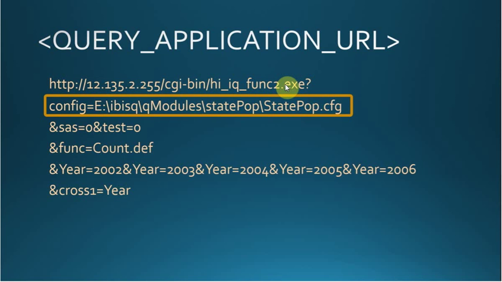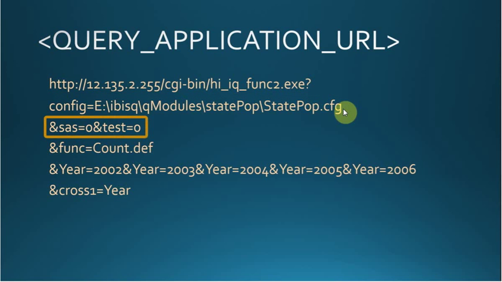This next part consists of, actually all these parts are name-value pairs. This first name-value pair is config equals, config is the name, equals some value. In this case, the value is the path and name of the .cfg file. We reviewed the CFG file in the 3rd video in this series.